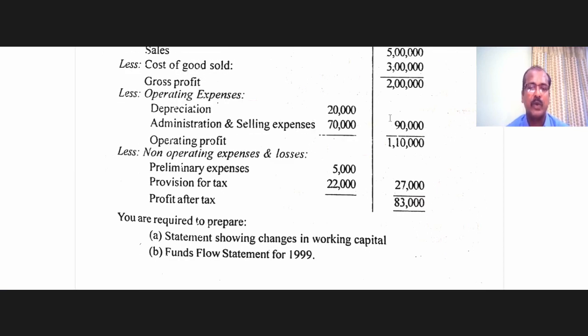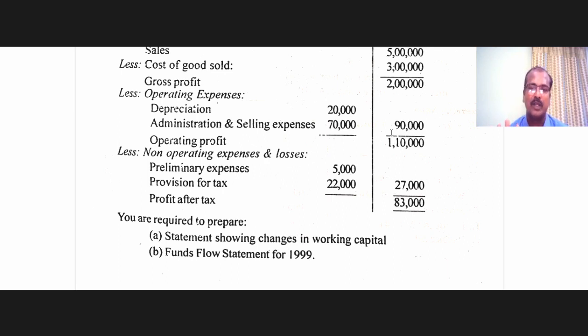Now you are required to prepare statement showing changes in working capital, funds flow statement. As I said, there is one item of current liability, 3 items of current assets. Now again, I help you to recall the 4 formulas I used to explain in my videos. 1. Increase in current asset leads to increase in working capital. Decrease in current asset leads to decrease in working capital. Increase in current liability leads to decrease in working capital. Decrease in current liability leads to increase in working capital.